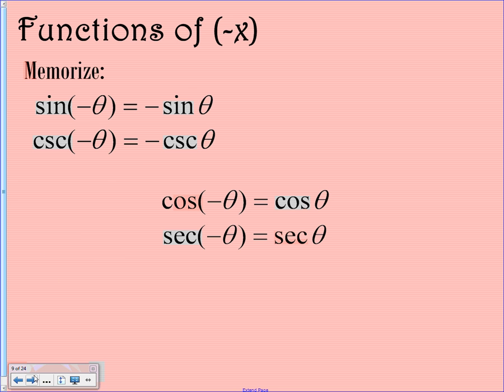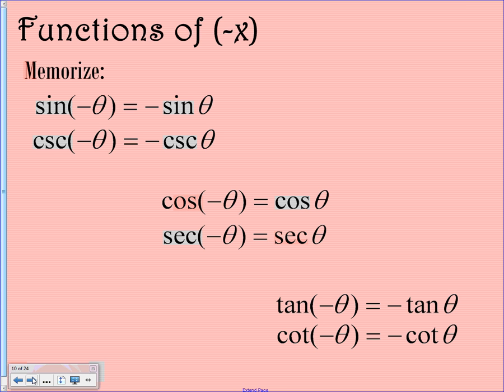Cosine of negative theta and secant of negative theta are a little bit different. What happened? The negative just disappeared. So on cosine and secant of negative theta, you can just drop the negative off. And that's because cosine and secant are positive in the fourth quadrant. They have a slightly different sign value in the different quadrants, and so cosine of negative theta is just equal to cosine of theta. And that's true for any quadrant when you're dealing with cosine and secant.